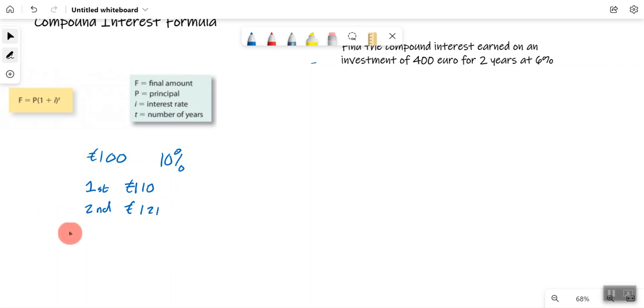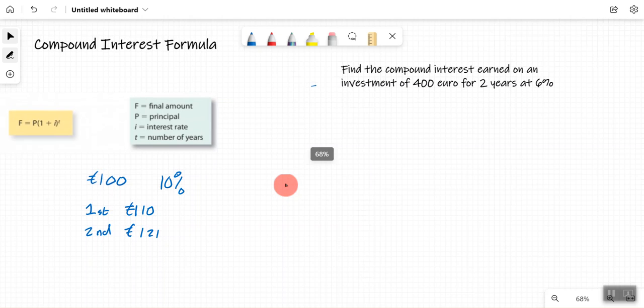So what's happening is you are getting interest on your initial investment, which is what's called the principal. And then the second year, the principal becomes the €110, and you're accruing interest on the interest that you've earned. So that goes up to 121, and then you're going to get 10% interest on this, and so on and so forth, depending on the time that you've left it in there for. So this is what's known as compound interest.